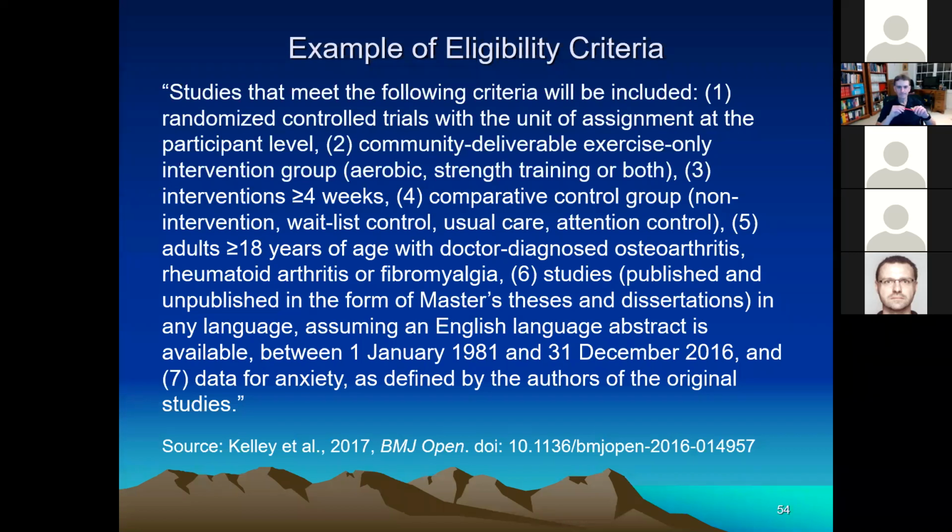Okay, Jose? Yes. Okay, so this is a perfect question. First of all, when we code studies, we code for the impact factor of the journal.